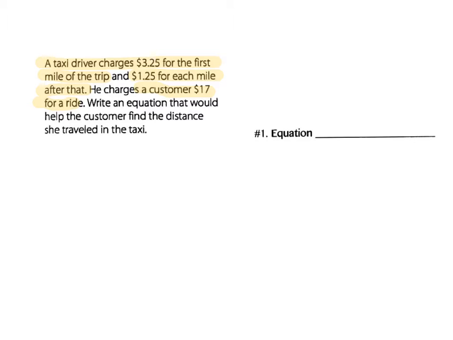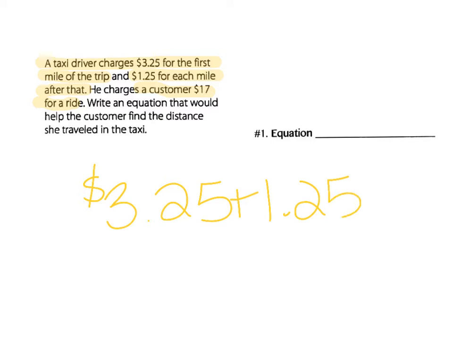So it's $3.25 for the first mile, plus $1.25 for each mile after that. So that's just for the miles. And then if it's 17 at the end, you have to do times number of miles, which equals $17 total.